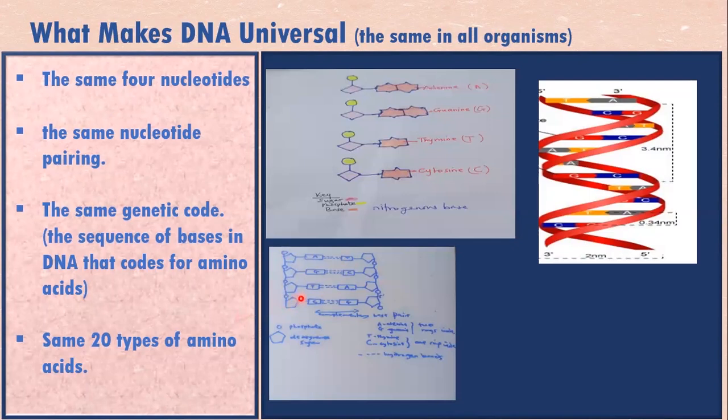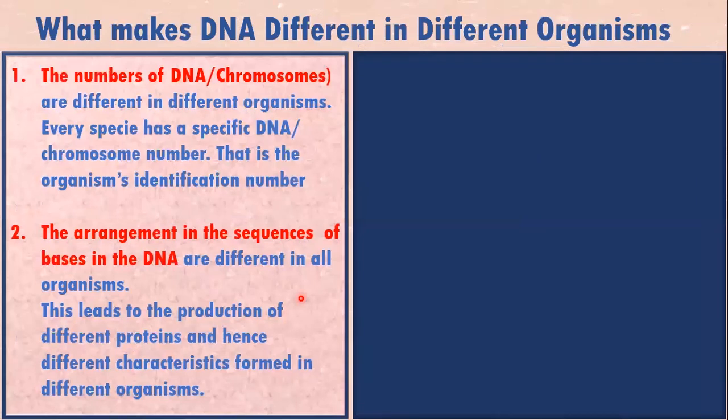But yet, organisms are different. So what is it that makes organisms different, even though the DNA is basically the same? Well, one is that the number of chromosomes, or the number of DNA, is different in every organism. Different organisms have different numbers of chromosomes.